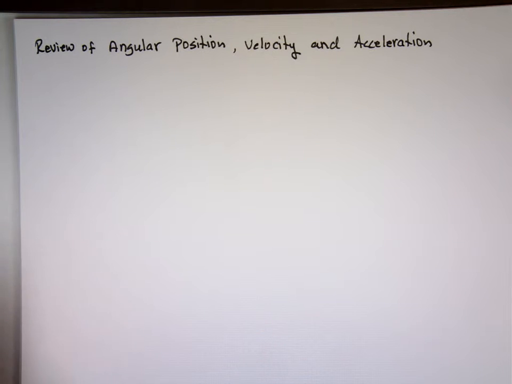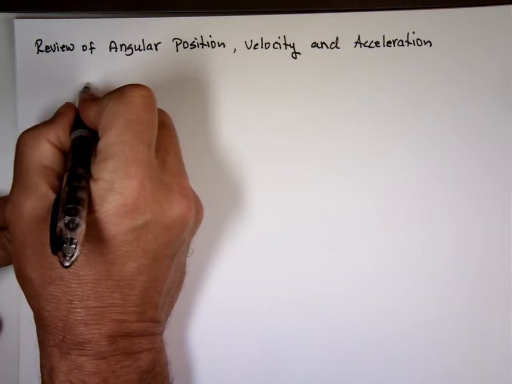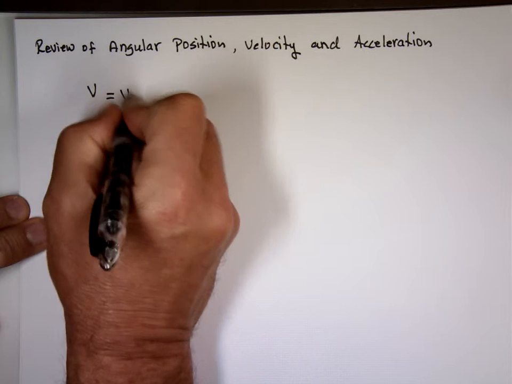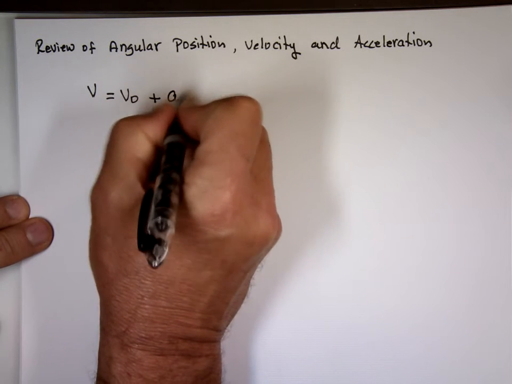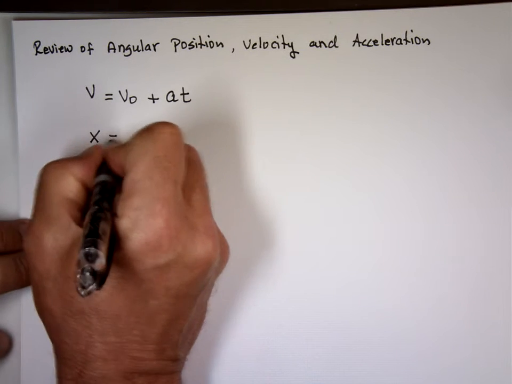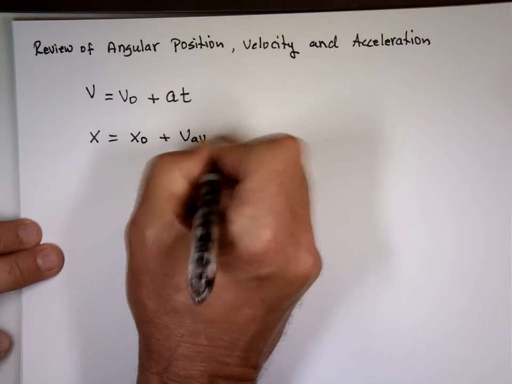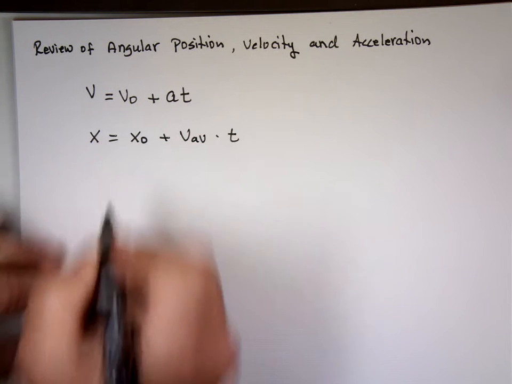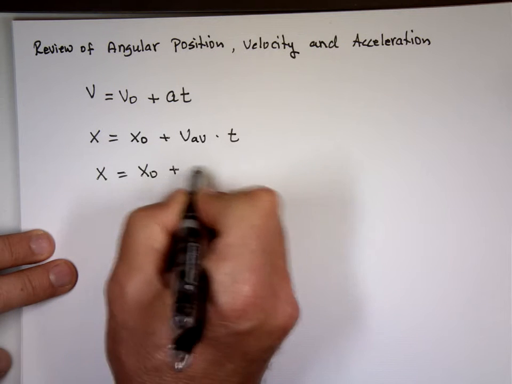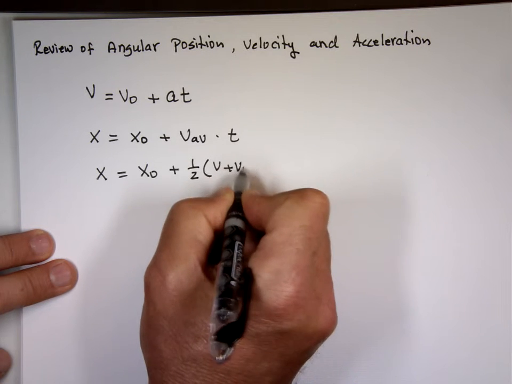We had a few equations in chapter 4, if I remember. One of them says V equals V0 plus AT. Remember those equations? X equals X sub 0 plus V average times T, or instead of V average, it's 1/2 times V final plus V initial, times T.